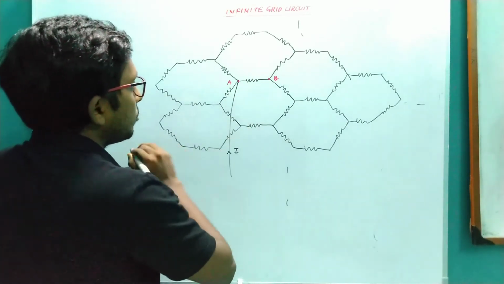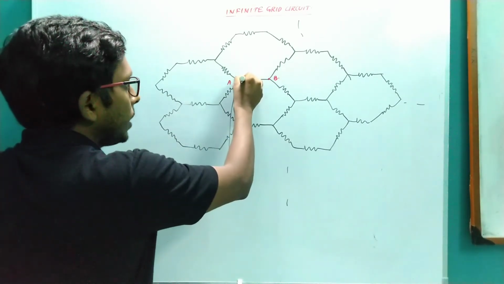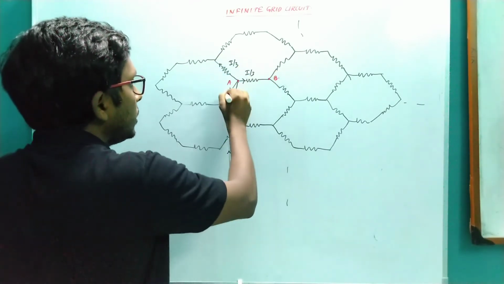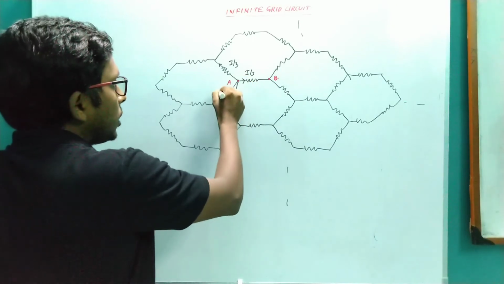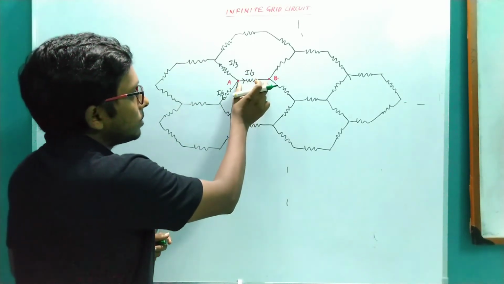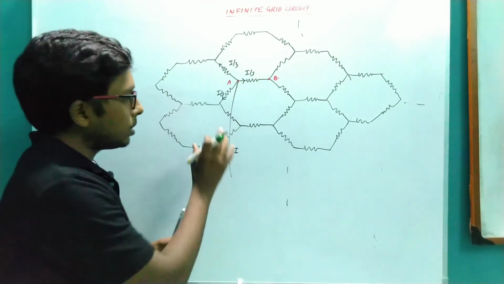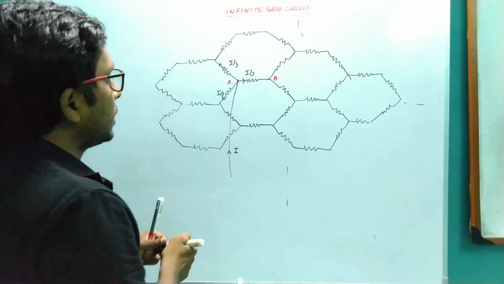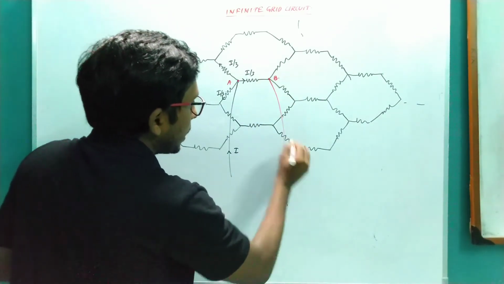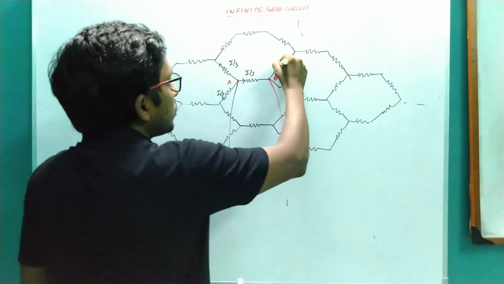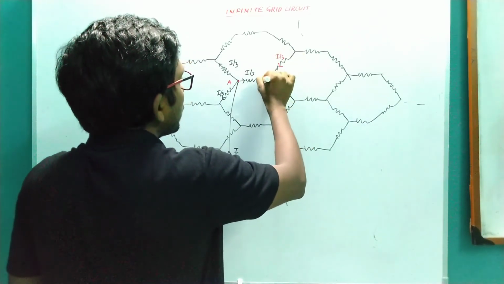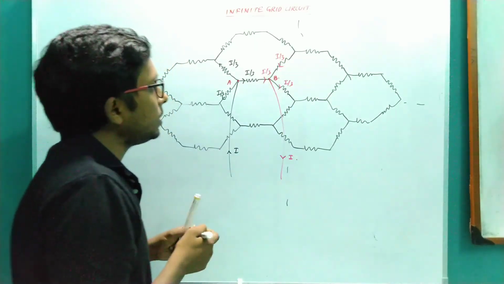I am sending in I amount of current, so it will be divided into three equal parts, as these three lines are symmetrically arranged about A. So I am getting the current I by 3 through this resistance for sending in current, and now for taking out current, I am taking out I amount of current. So 3 I by 3s are adding up to give me I.